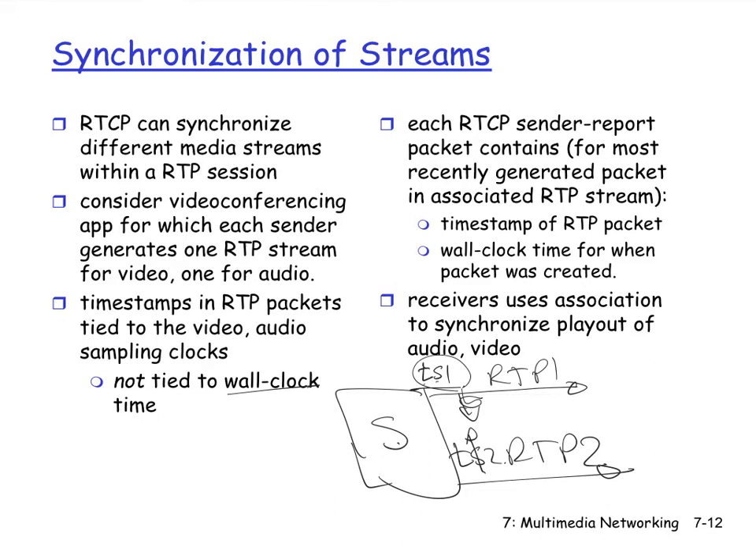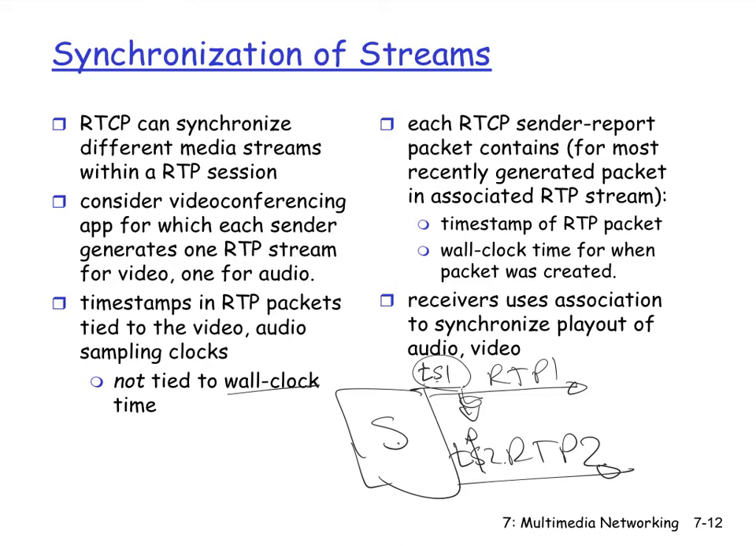So each RTCP sender report packet contains information like the timestamp from RTP and the wall clock. The timestamp from RTP is the timestamp for the first packet, and the wall clock is the absolute time. So I know that the packet that is sent at timestamp 2 was in fact generated at time 12:30, whatever.